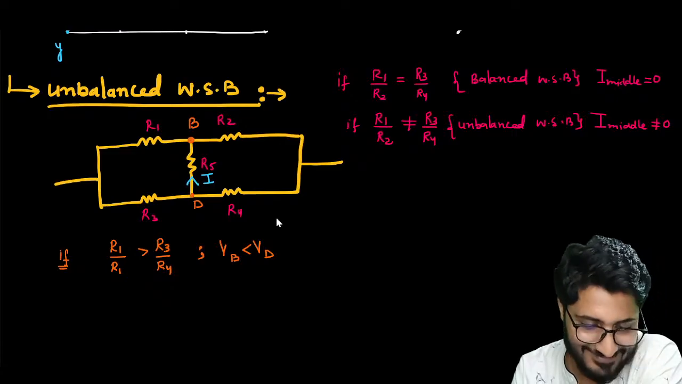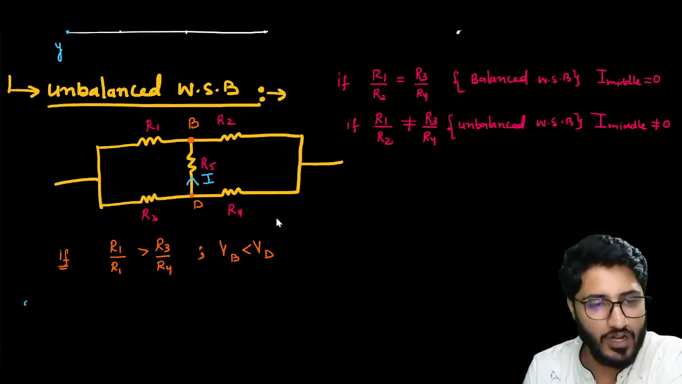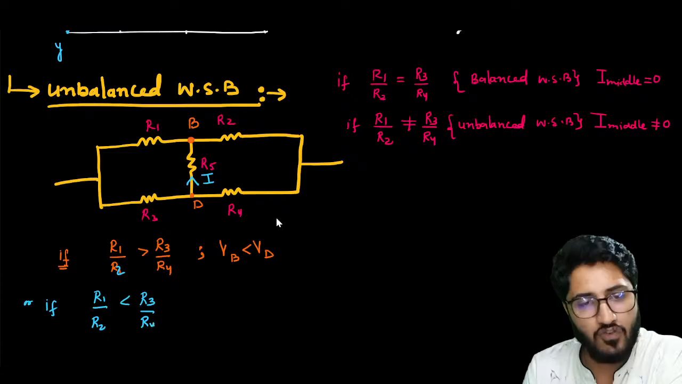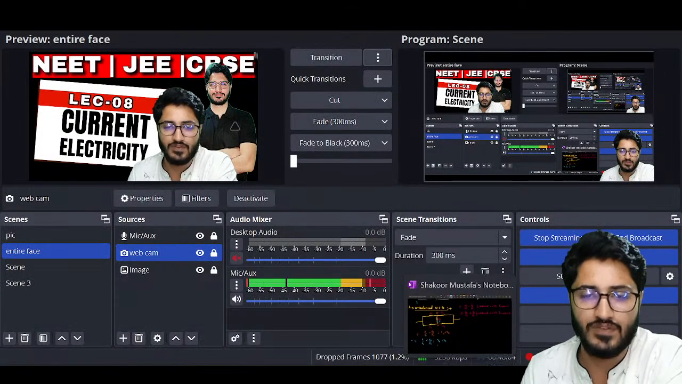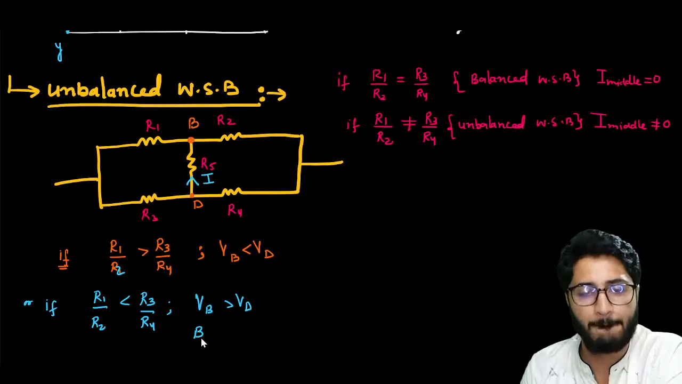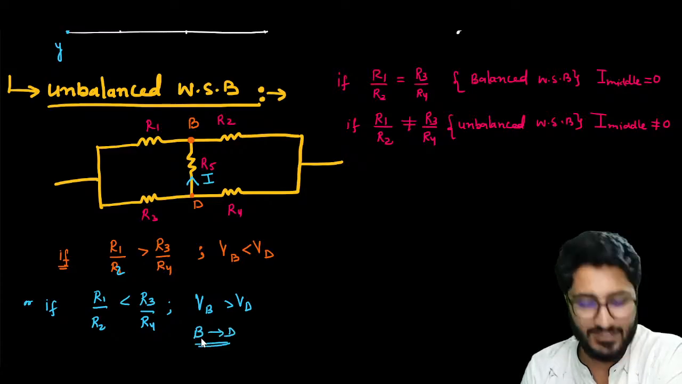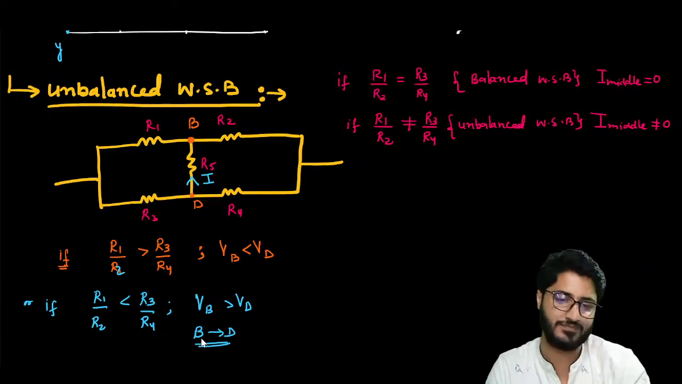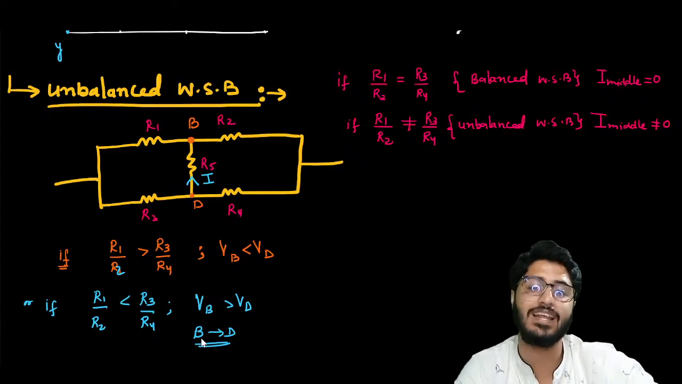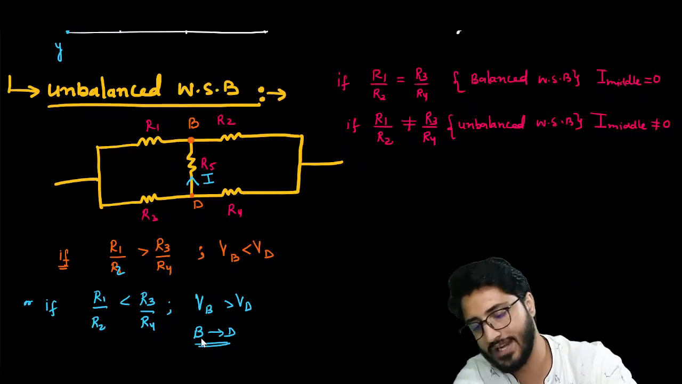Clear? Now the second case: if R1 by R2 is less than R3 by R4, in this case the VB potential is more than the VD potential, and current will flow from B to D in this case. Clear? Now let us do some numericals, by which you will get a very clear idea how to apply the formula and how to get the numericals done.